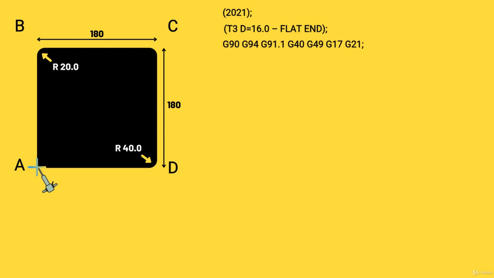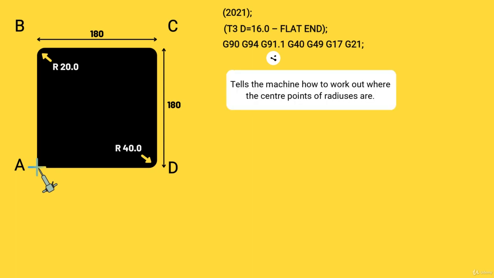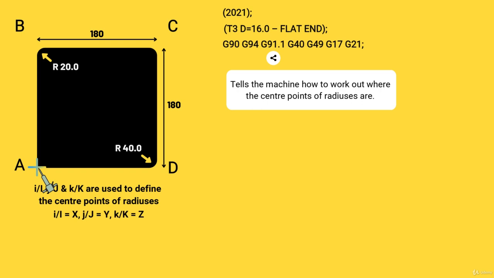The next G code here is G91.1. Now this tells the machine how to work out where the center points of radiuses are. I, J and K are used to define the center points of radiuses, and they are similar to X, Y and Z. So we can say I is X, J is Y and K is Z. If you have some knowledge about vectors, you can simply correlate this.